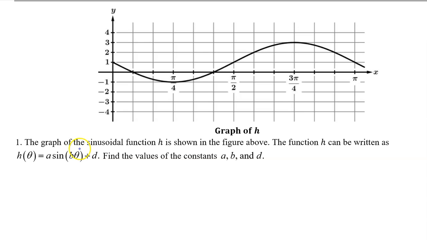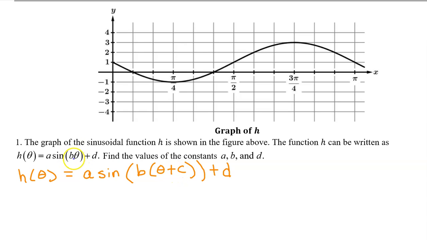Number 1. The graph of the sinusoidal function h is shown in the figure above. The function h can be written as h of theta is equal to a times the sine of b theta plus d. Find the values of the constants a, b, and d. Actually, the complete model would look like this, with a plus c in this position.